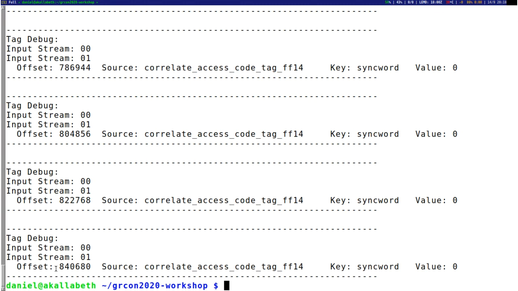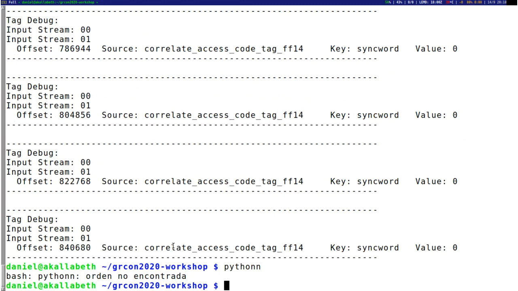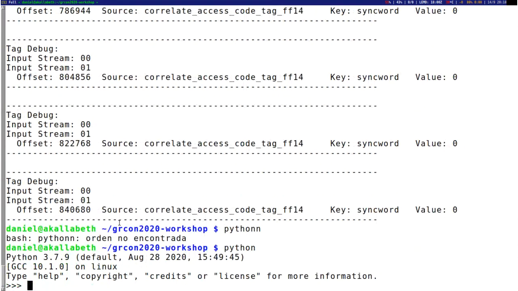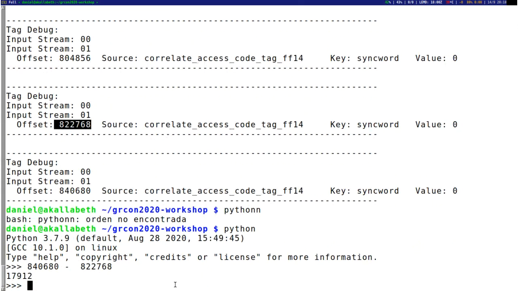Okay, so coming back to these offsets, what we want to do is subtract these two. And I can do this in Python. And this will tell me the distance between the beginnings of two consecutive sync words. This is 7,912. This is pretty close to the number we had on the table taken from the Blue Book, but not exactly the same. Why not?